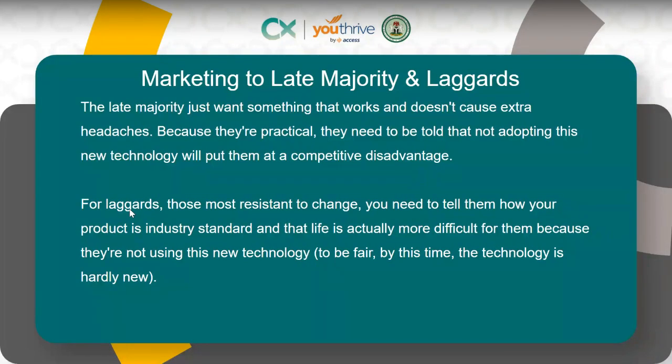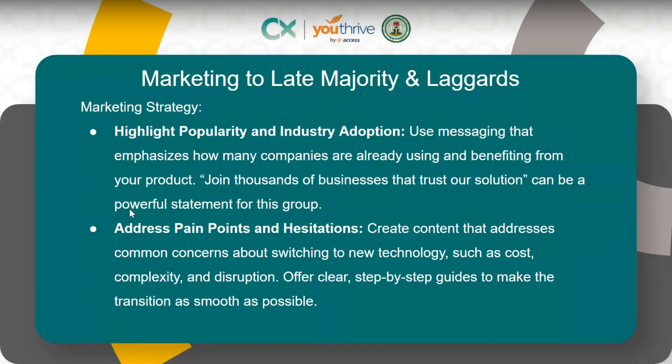So for the marketing strategy you can use for this set of people, we're looking at highlighting popularity and industry adoption. Here you want them to see that a lot of people are using your product. In your message, you want to start saying, join the thousands of businesses that trust our solution. If thousands of people have not started using your product, you cannot get late majorities. They want to be sure that a lot of people are using your product already. These are people who only use your product because it's popular.